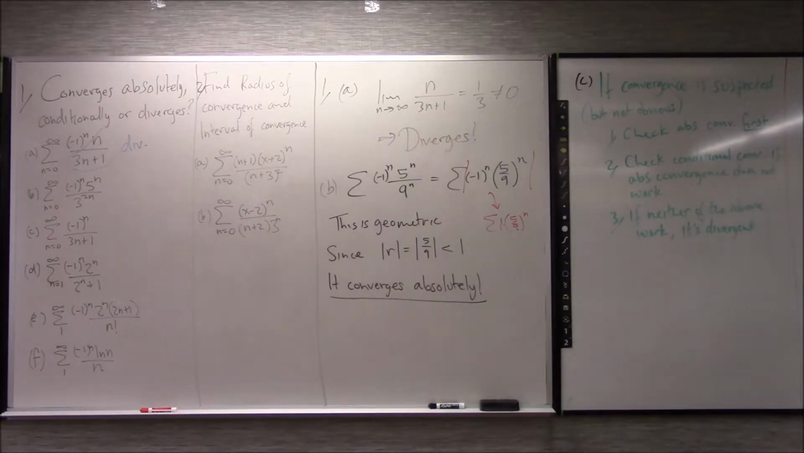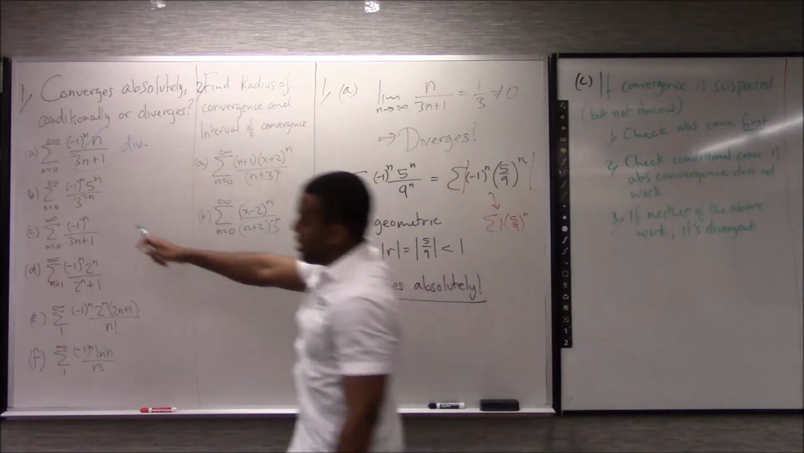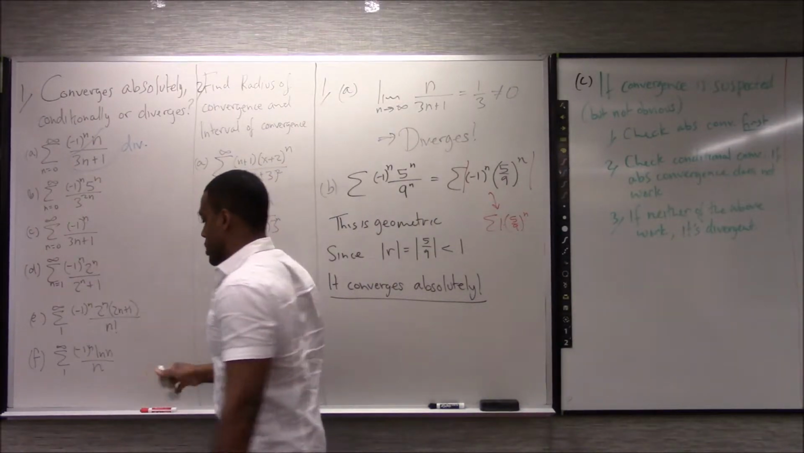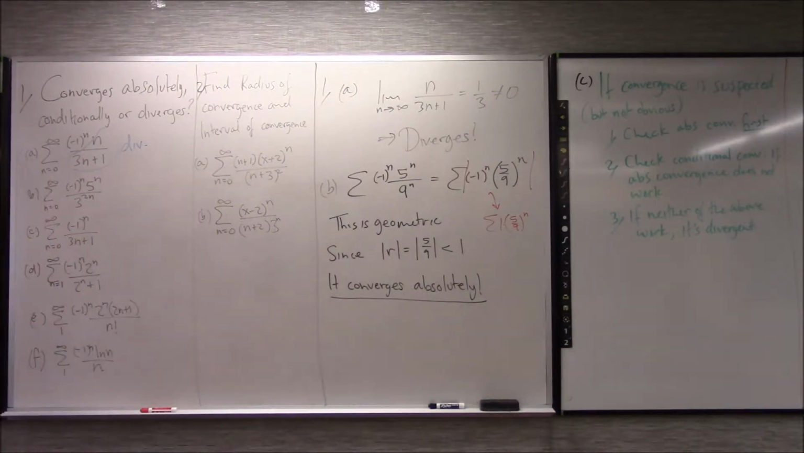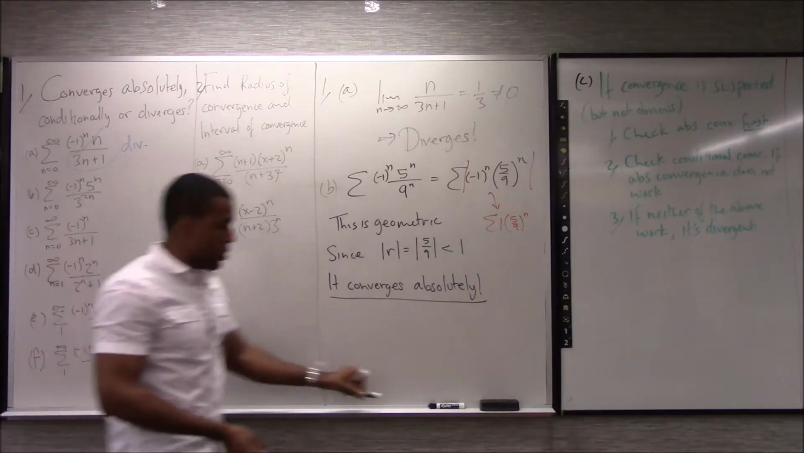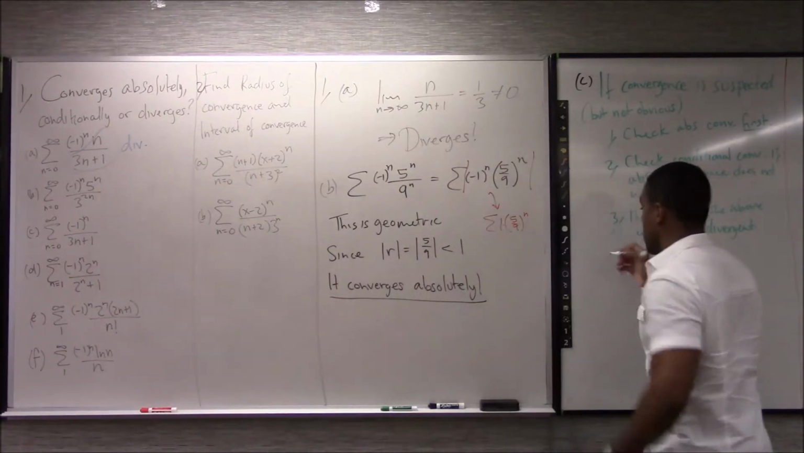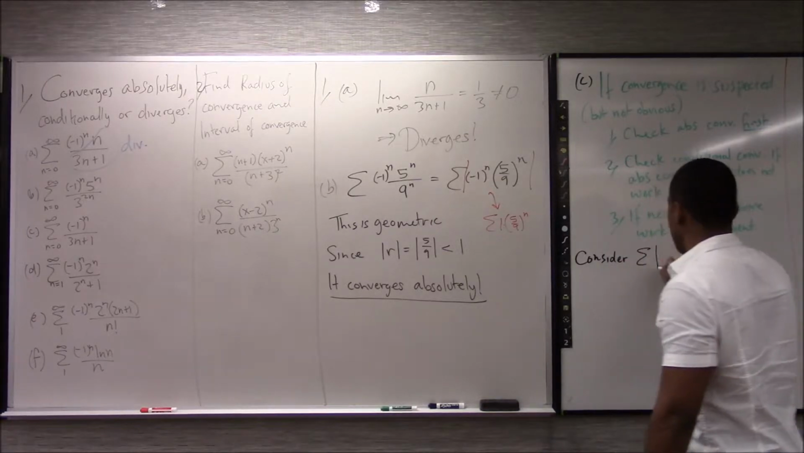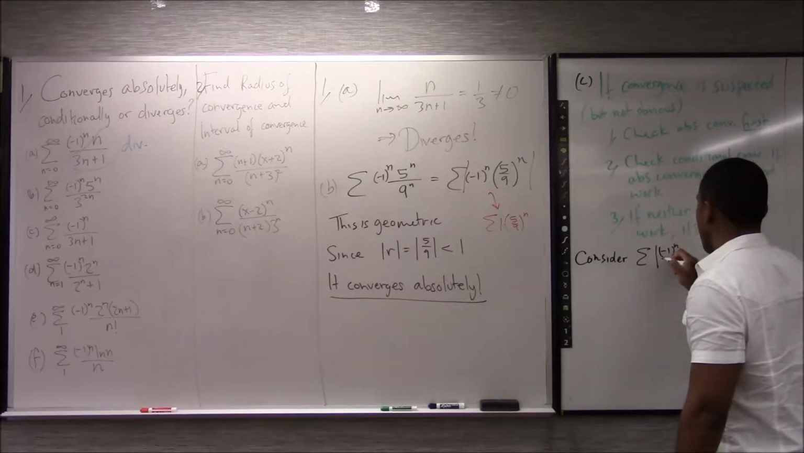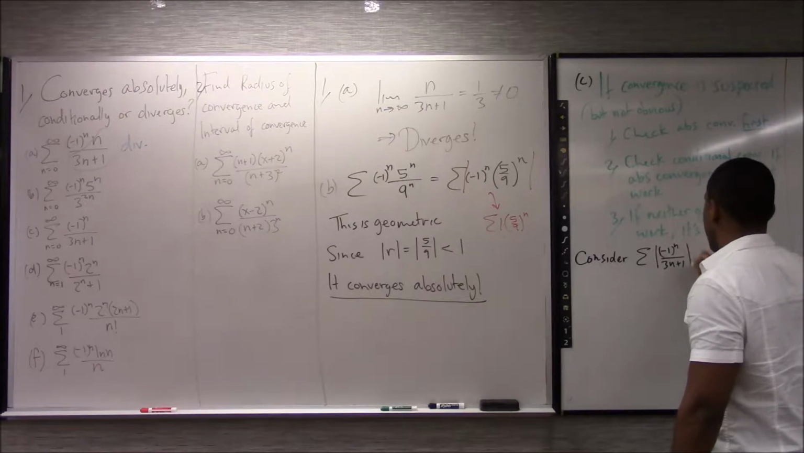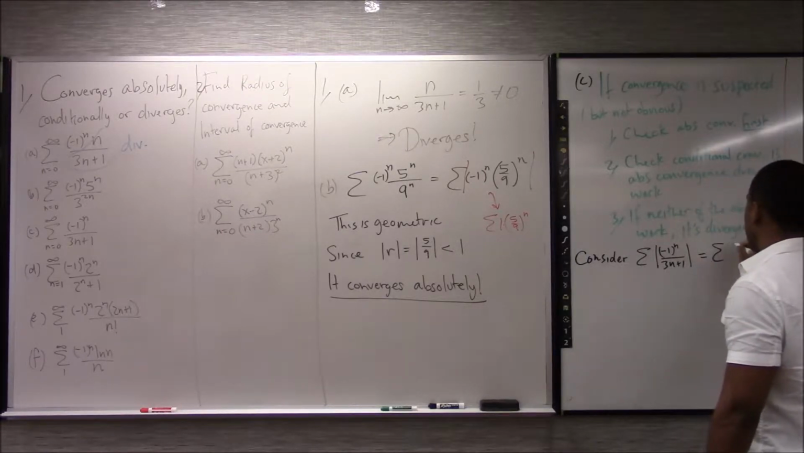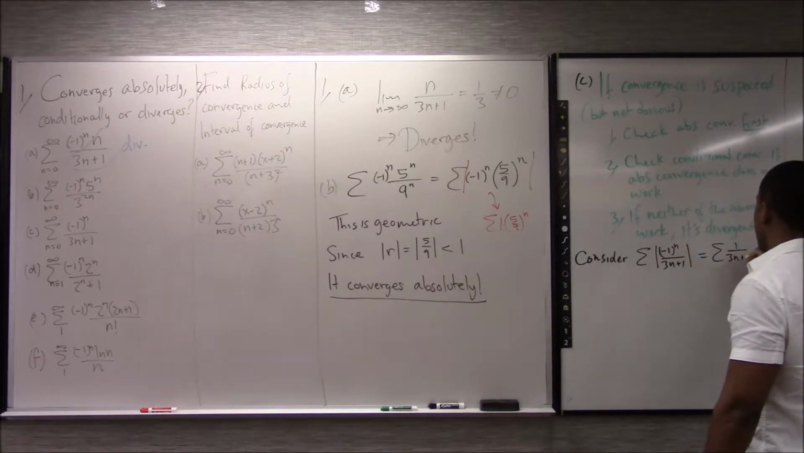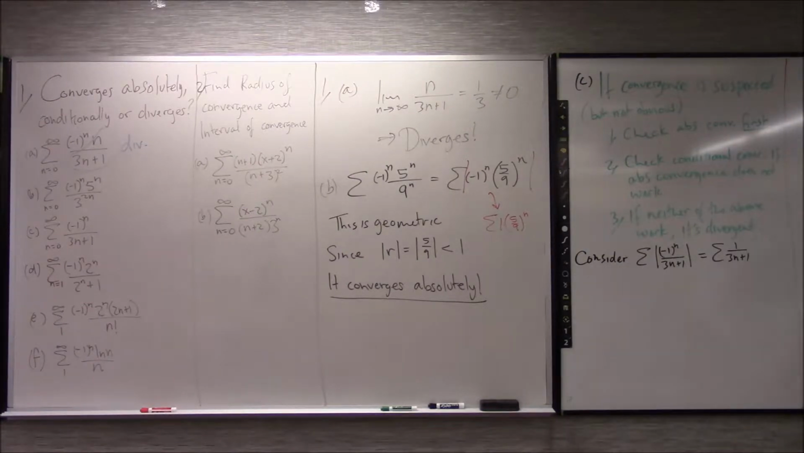So you look at this series, you realize that the limit of the thing goes to 0, so it's possible for it to converge, but we're not sure. So what we would first do is check absolute. We're going to consider the series with the absolute values around it, which is just pretty much going to be 1 over 3n plus 1. So now we're looking at that series, and your intuition tells you what?